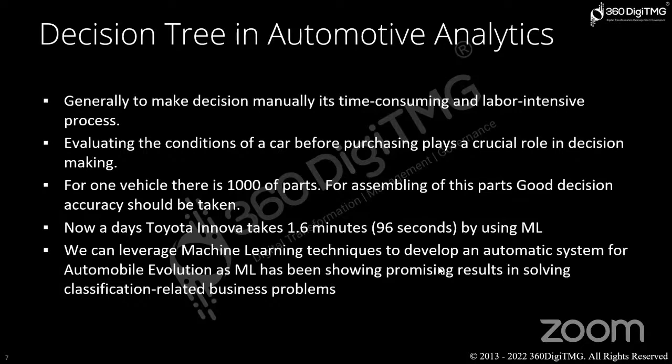For assembling these parts, good decision accuracy should be taken. And Toyota Innova takes 1.6 minutes of time. So using ML algorithms plays an important role. We can leverage machine learning techniques to develop an automatic system for classification-related business problems. In this way, we'll take a lot of decisions.